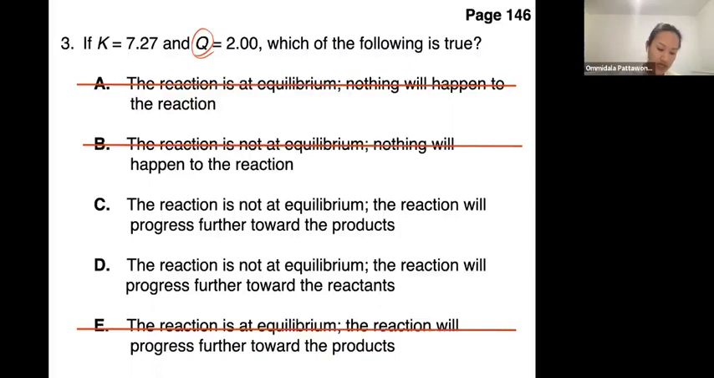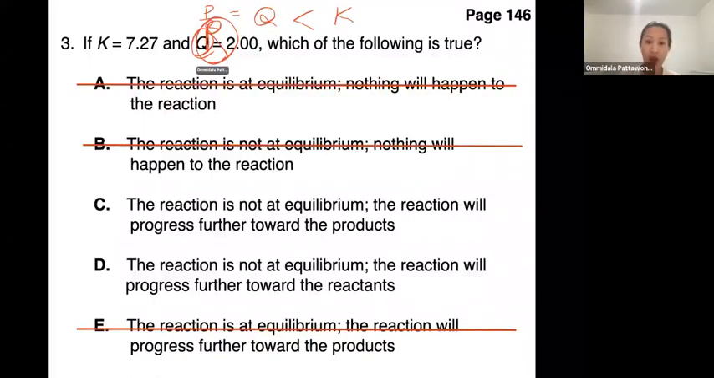Now the next thing we're going to look at is that the Q value is less than K. What does it mean? Q is the ratio between product and reactant. When you observe a small Q value that is less than K, that means at this point you have more of the reactant than the product. You have a small numerator and a big denominator, therefore the value comes out to be smaller. So at this condition it's not at equilibrium, and it's going to shift in order to minimize the amount of reactant that it has.